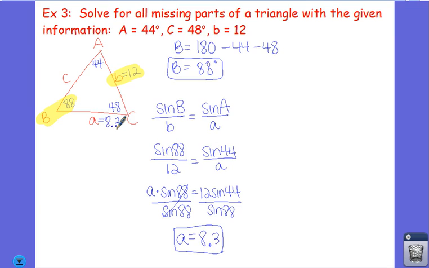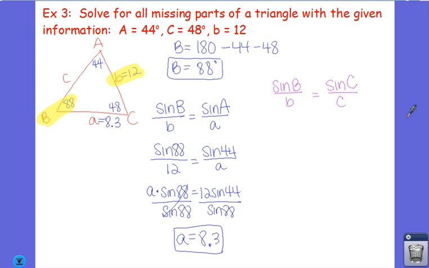So the only other letter that we still have missing is little c. So we're going to keep our b parts and we're going to switch to our c parts. And you're going to pause the video and finish that part and see how you did.